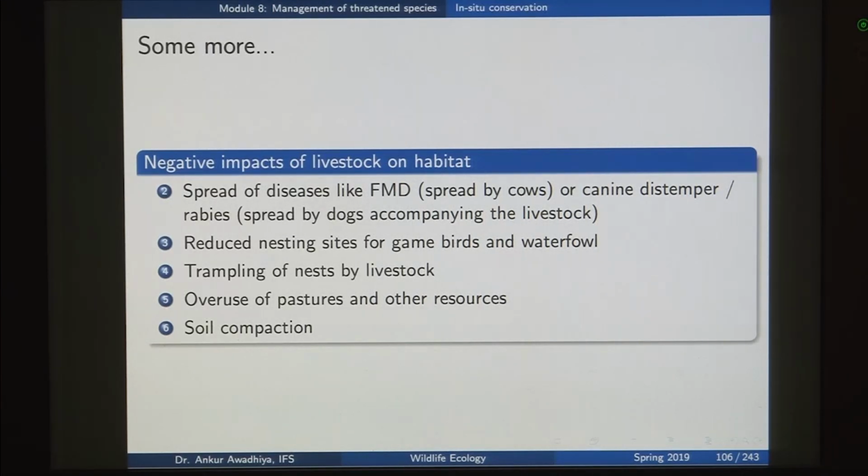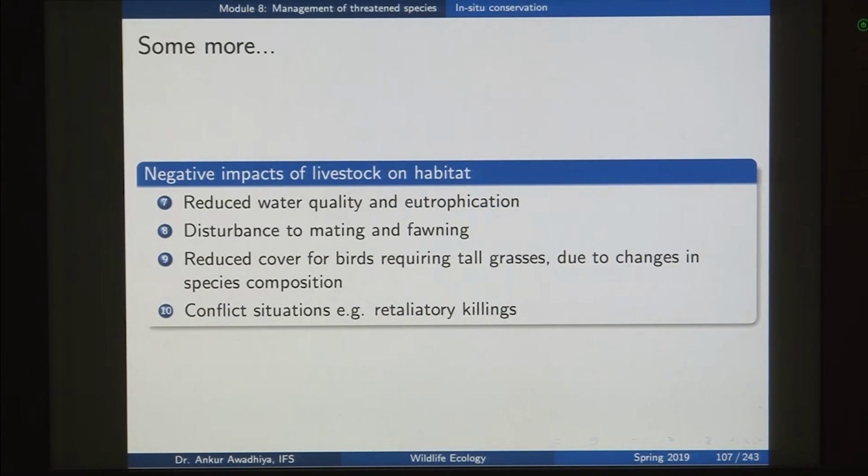Other negative impacts are reduced nesting sites for game birds and waterfowl, because there is a lot of trampling of these nests by the livestock, and also because by the action of these livestock a number of small bushes get lost. Also, this might lead to overuse of pastures and other resources, soil compaction and so on. It could even lead to reduced water quality and eutrophication in the water bodies, disturbance to mating and fawning behaviors of animals, reduced covers for birds that require tall grasses because of changes in species composition, or situations of conflict such as retaliatory killing.